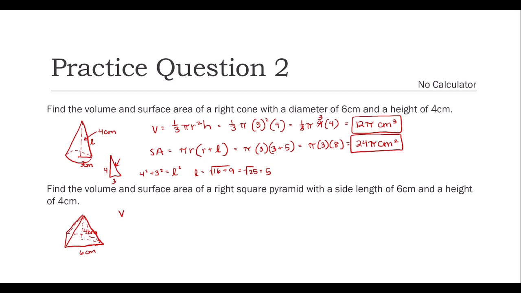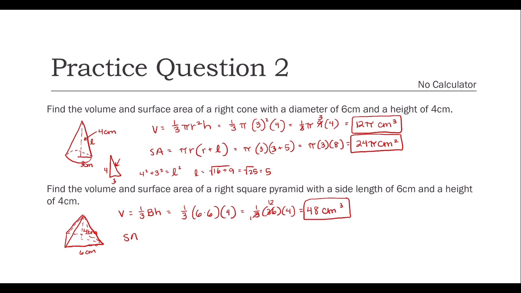So our volume will equal 1/3 area of the base times the height. So that's 1/3. The area of our square would be 6 times 6. And we'll multiply that by our height, which is 4. So it's 1/3 times 36 times 4. Our 1/3 and 36 can simplify to 12 over 1. And then we have 12 times 4, which is 48. And that's centimeters cubed.